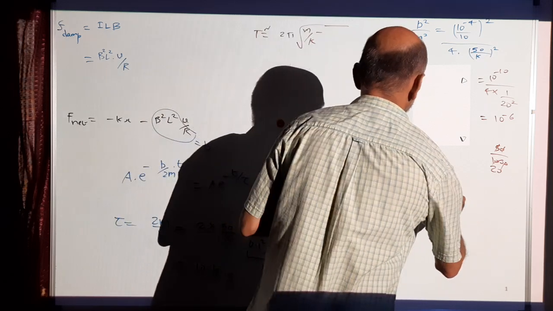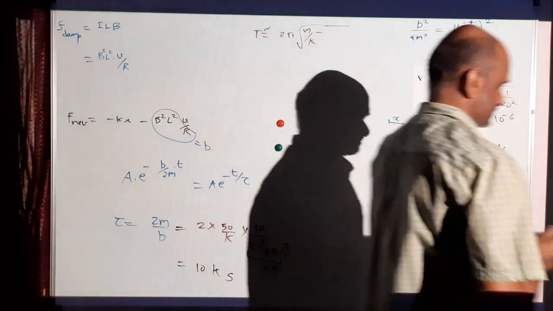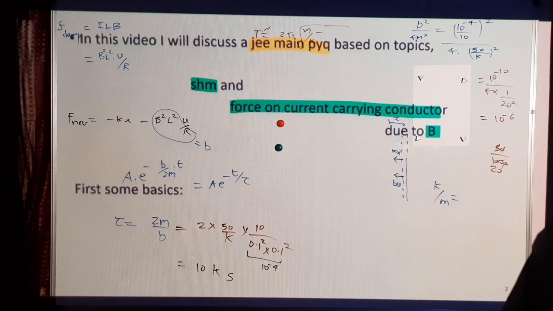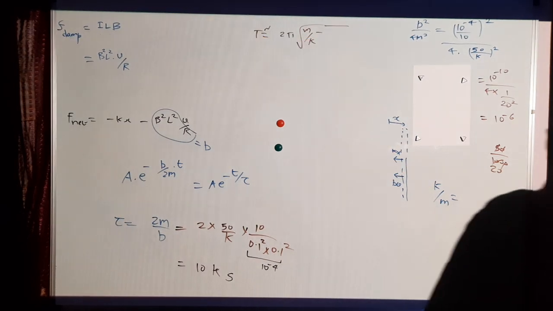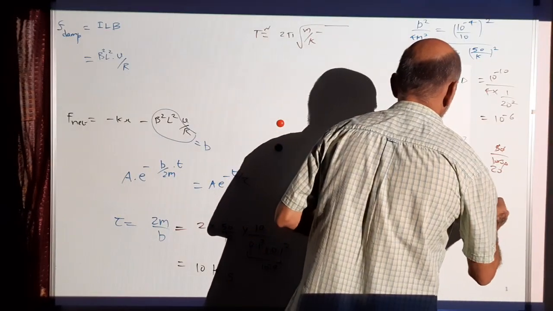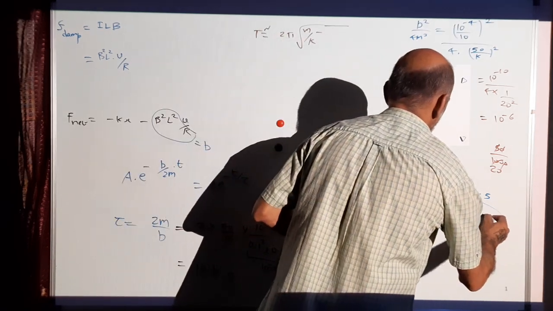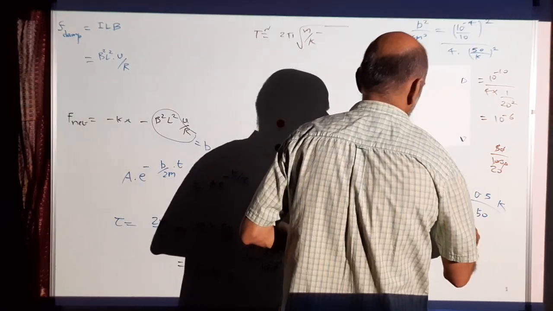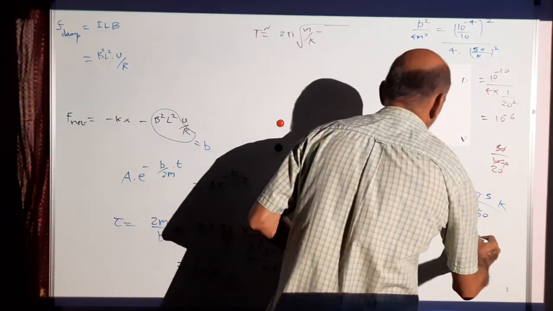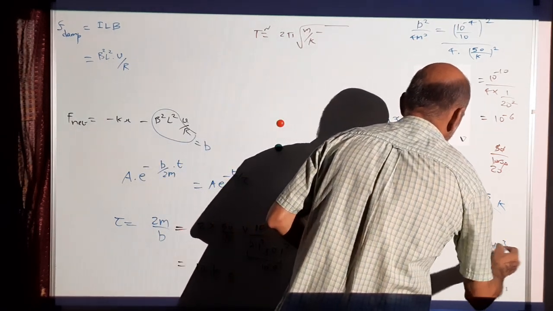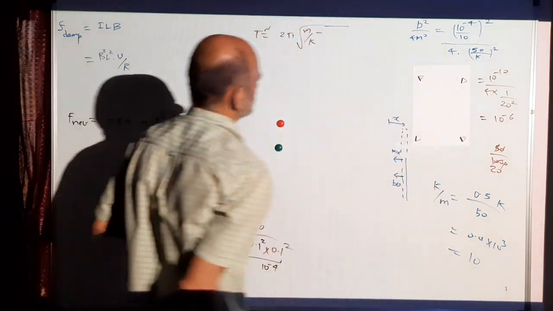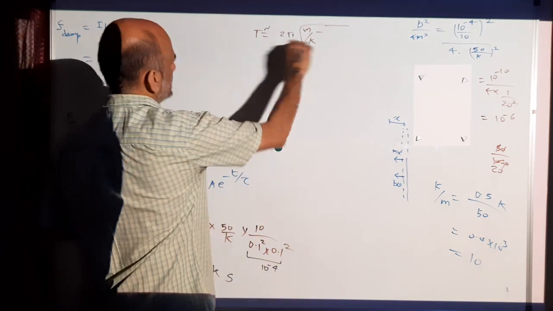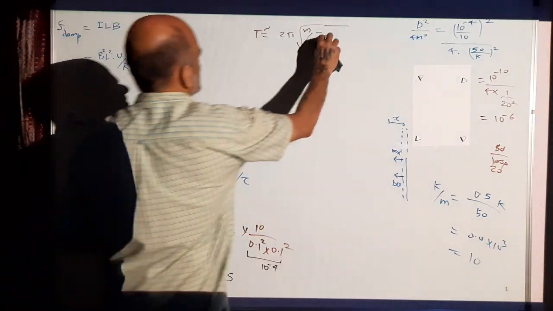K by m value is 0.5 k. M is 50 grams. So 50 by k, so that's into k. So this is 0.1 by 10, so 0.01 into 1000, so it is 10. So compared to 10, 10 to the minus 6 is very small. So this term can be neglected. So this is approximately square root of m by k. It's a good approximation.